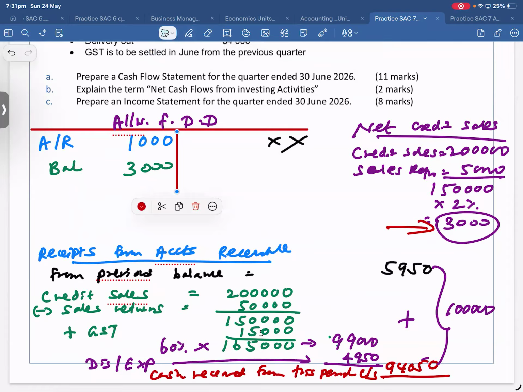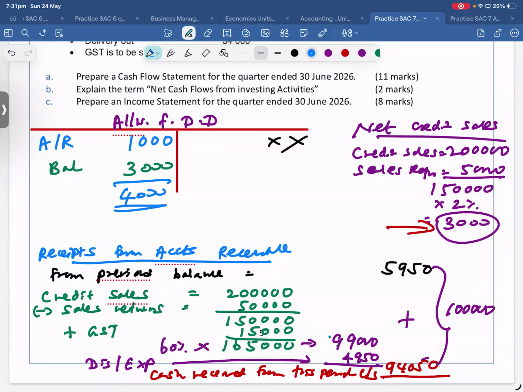That 1,000 is not relating to this one, it was arising from the previous period. Otherwise, we could simply have credited these 3,000 and debited the bad debts. But in this case, it's the balance. If you understood it, great. So then it's going to be 4,000, and we are transferring 4,000 to the bad debts.